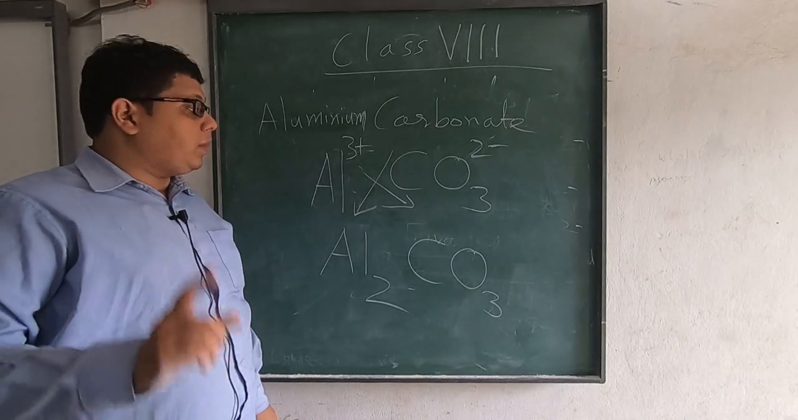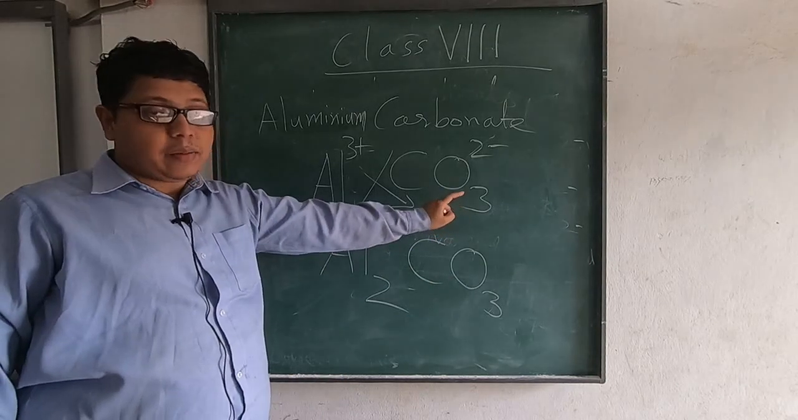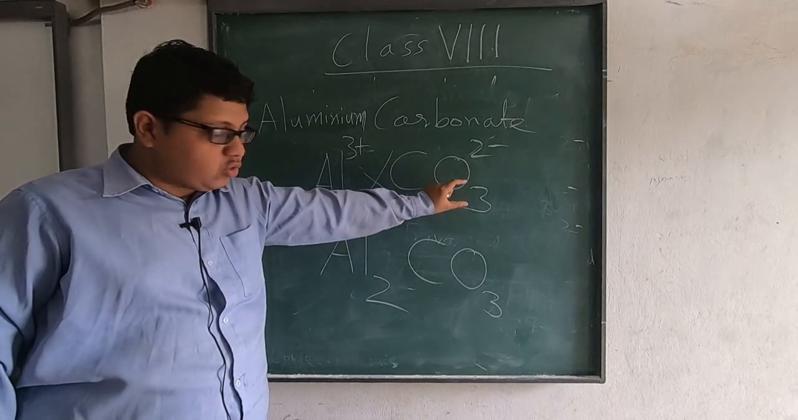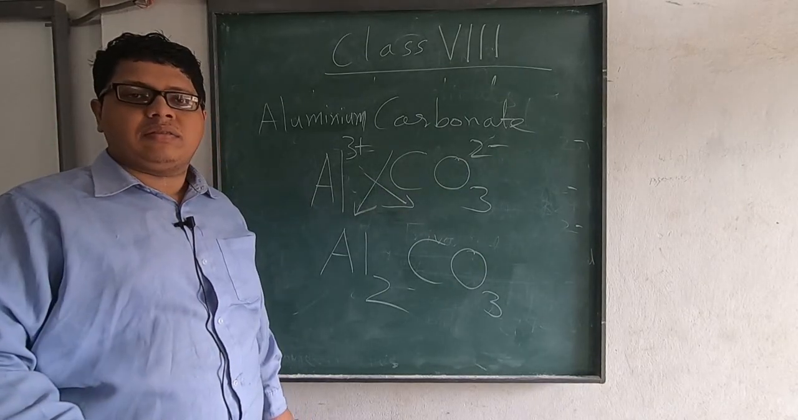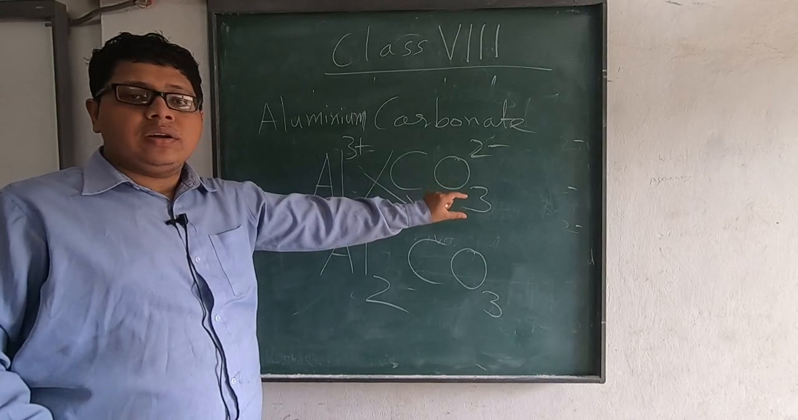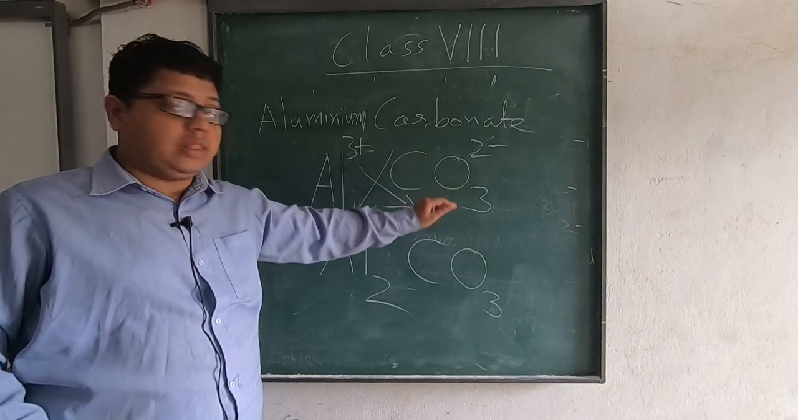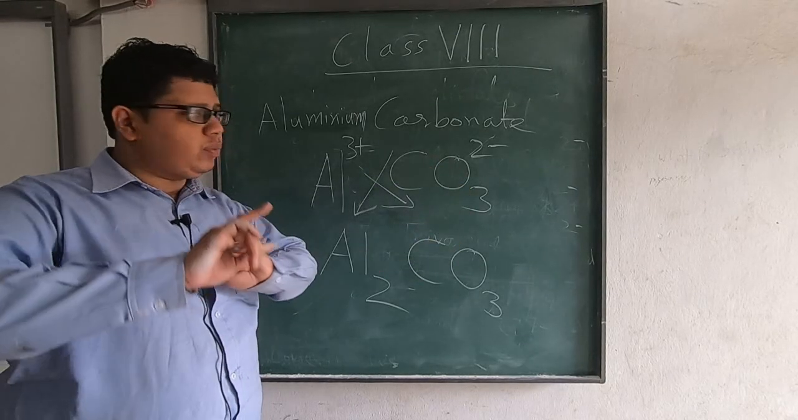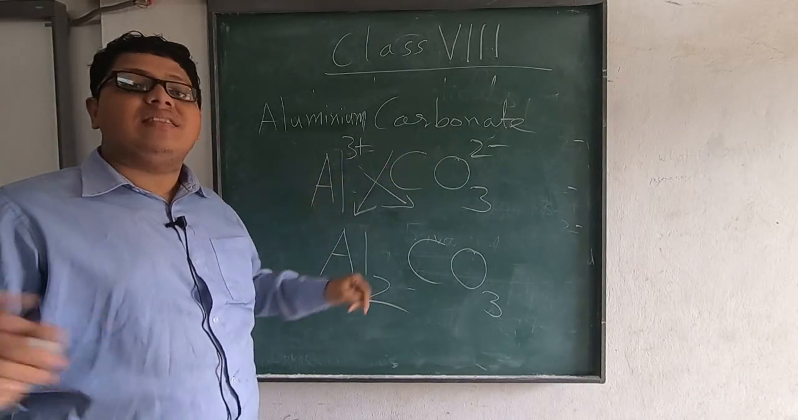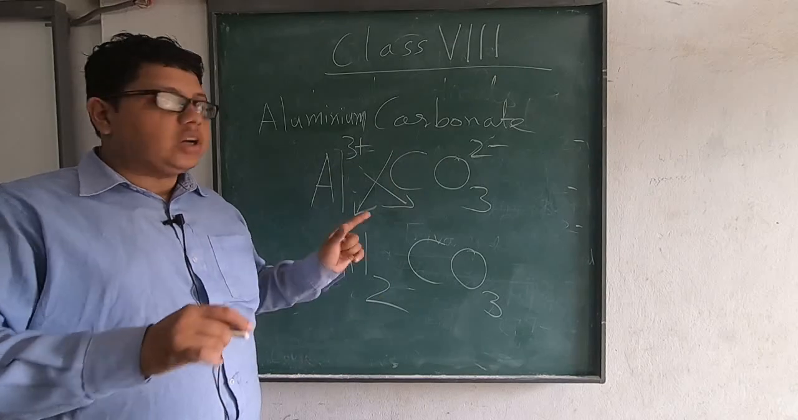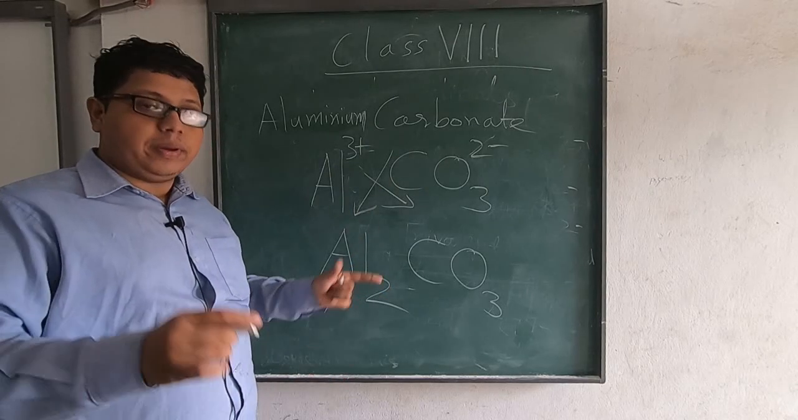Now remember one thing, whatever this 3 is there, carbonate CO3, the 3 which is already below, it will go nowhere. It will stay where it is. Okay, we will never touch this 3, the one which is at the bottom. It will not go anywhere, it will stay where it is. Only the top ones, the valencies, we can change their place to make the formula.